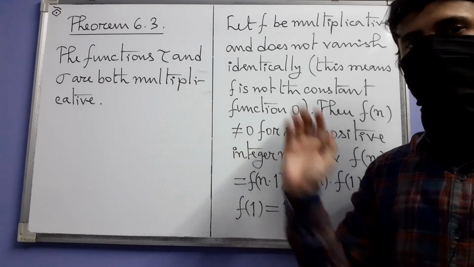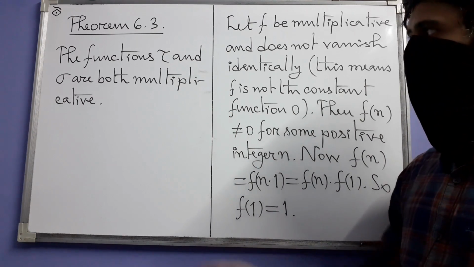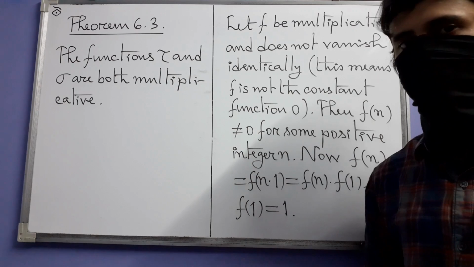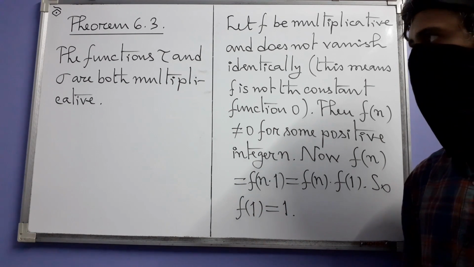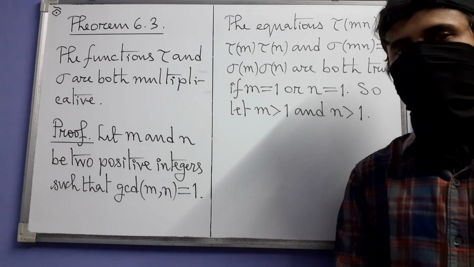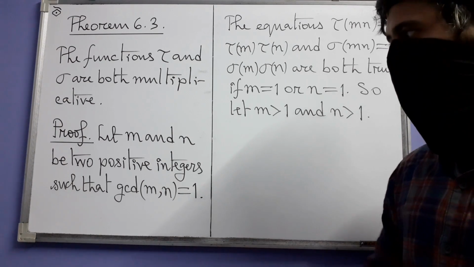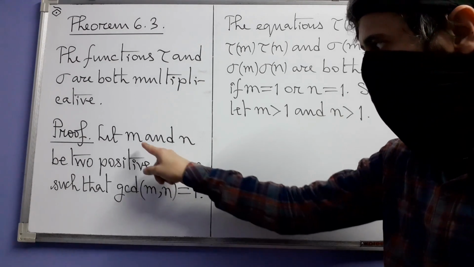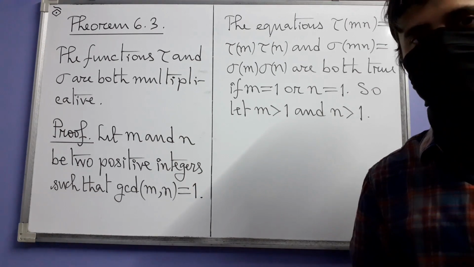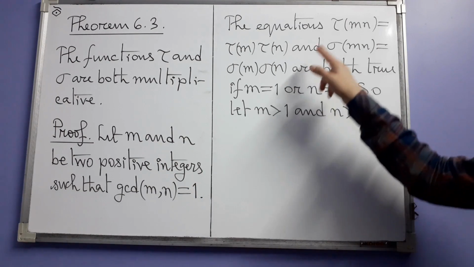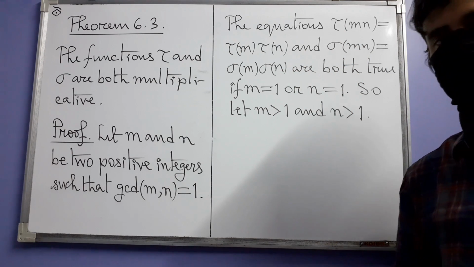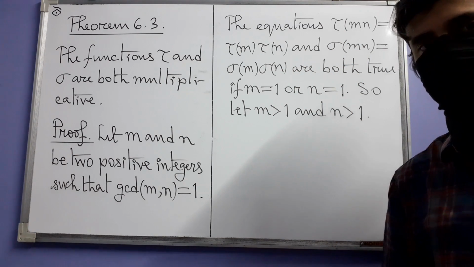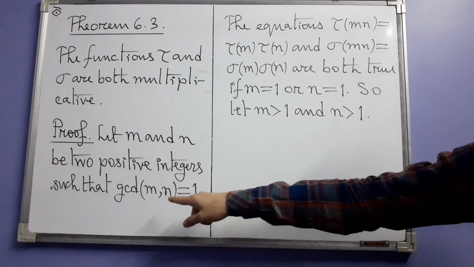Next we have our theorem for today. The functions tau and sigma are both multiplicative. So let's see the proof. The proof naturally starts by considering two relatively prime positive integers m and n, and we have to prove that these two equations are true for m and n, general m and n of this type.